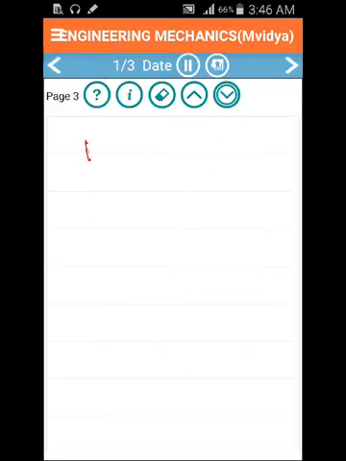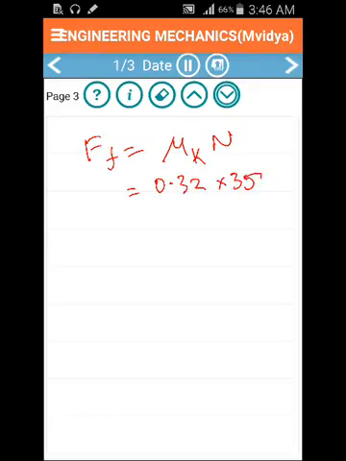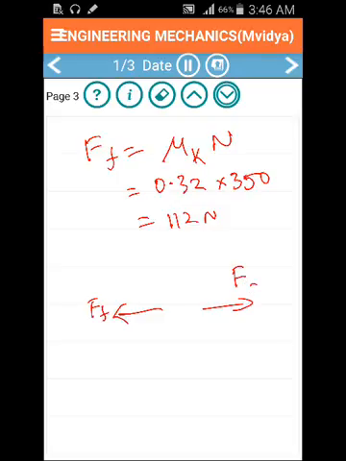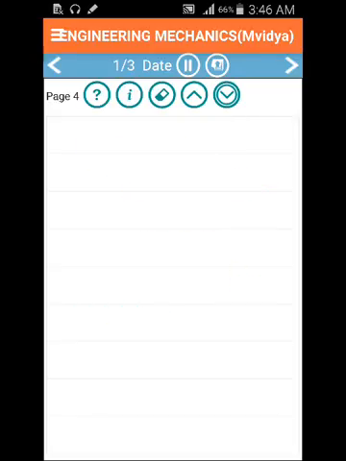So my frictional force, if the body started moving, so it is a kinetic friction, coefficient of kinetic friction into the normal force. We are given that it is 0.32. So this is 112 Newtons. So in the horizontal direction, there is a frictional force to the left, and there is the x component of the horizontal force.